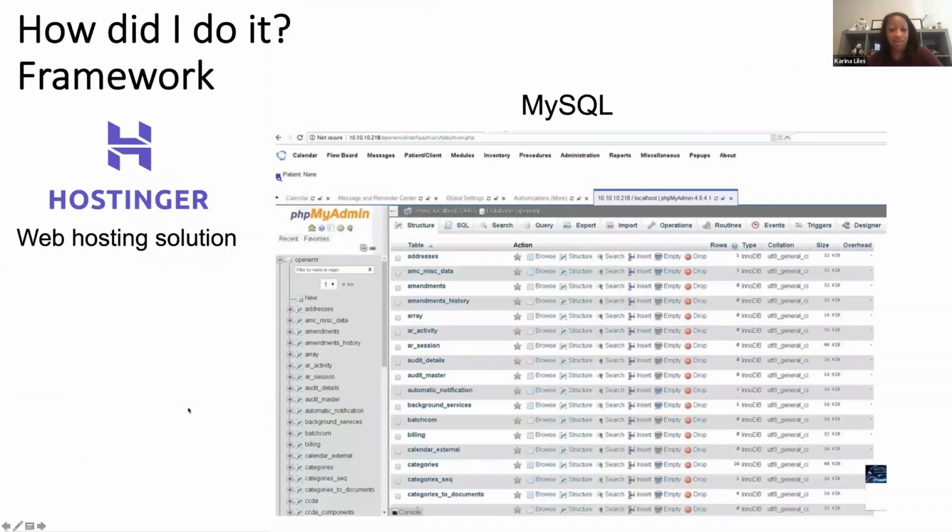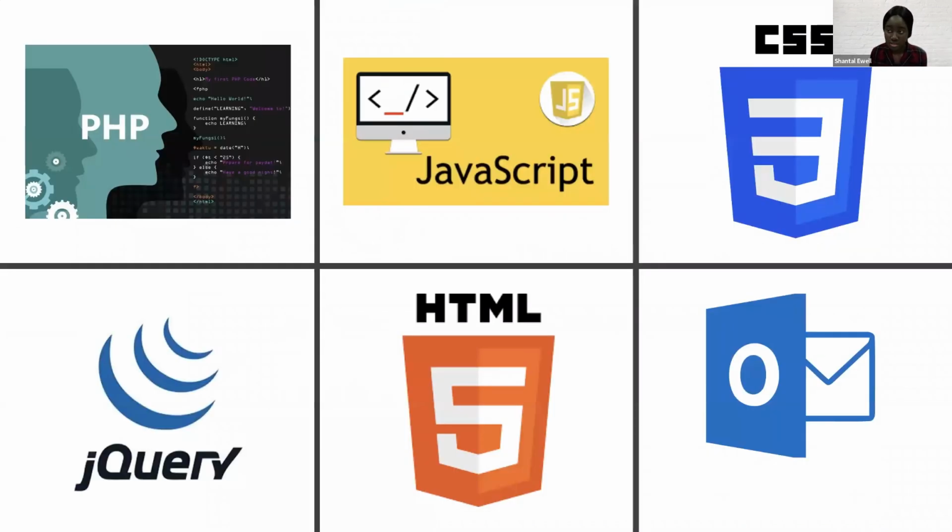So how did I do it, or like the framework behind this project? So basically I use Hostinger. This is like a web hosting solution online where all my files are stored. I use MySQL. That's where I save all the courses, every information that you see on the website, and I fetch them from there. I also use PHP. So PHP basically saves everything on the page.